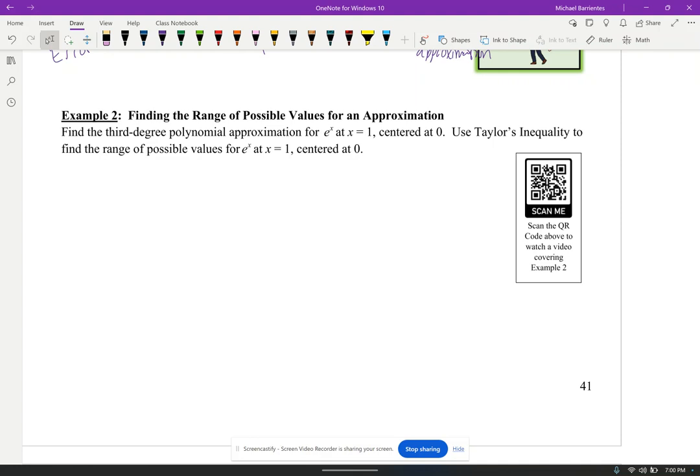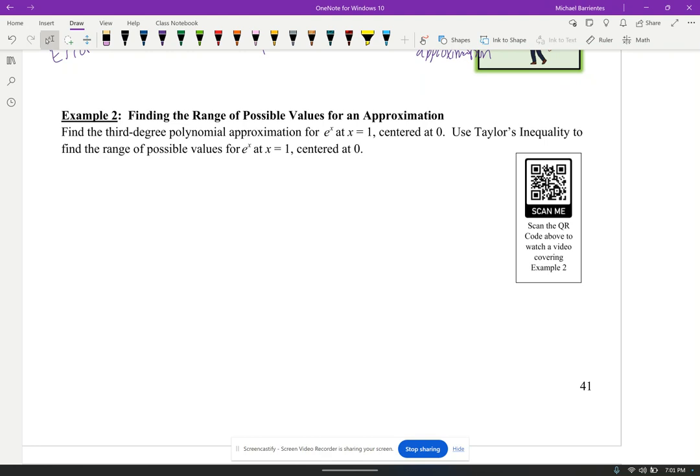Hello, people. Hopefully, you took a deep breath, cleared your mind here, and we're back to example number two. In this example, we are being asked to find a third degree polynomial approximation for e to the x at x equals 1. This time, they didn't give me the polynomial, so I have to build it myself. It's going to be centered at 0. And then we're going to use Taylor's inequality to find the range of possible values for e to the x at x equals 1 centered at 0.